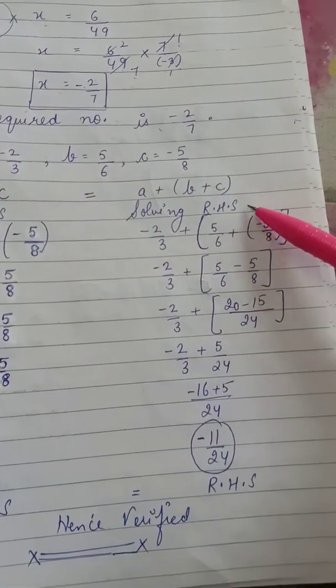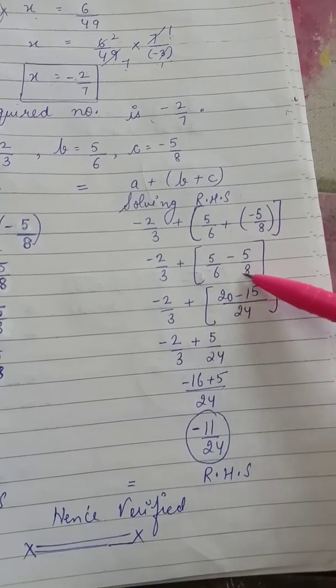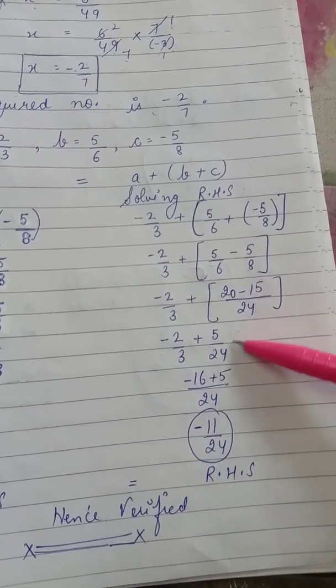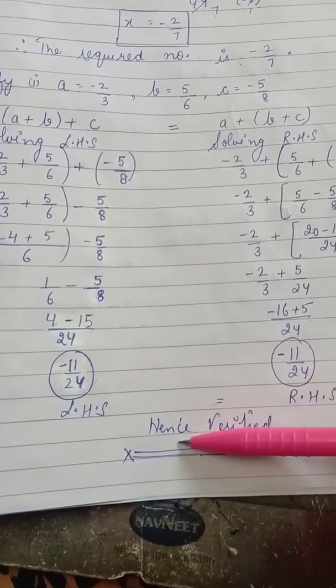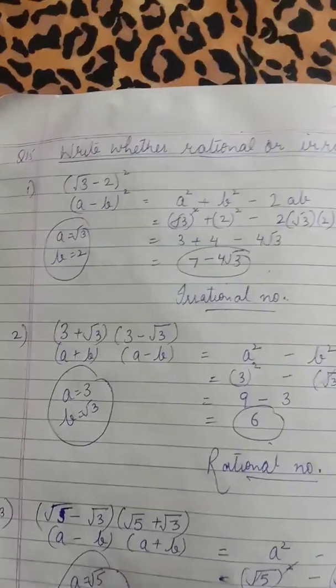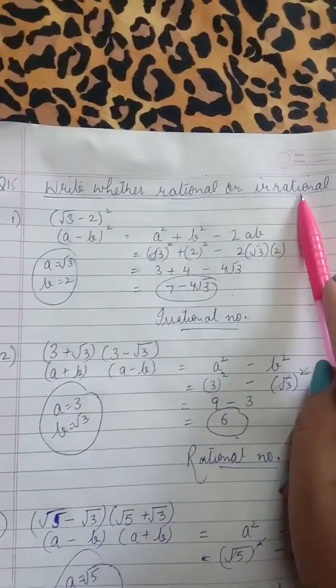Now same way solving the right hand side. These two values plus minus minus 5 upon 8, solve it separately, finding out the LCM, and the final answer will be minus 3 upon 24. Now left hand side and right hand side, it's equal, hence your question is verified. Okay, now number 15, writing whether the number is a rational or irrational number.